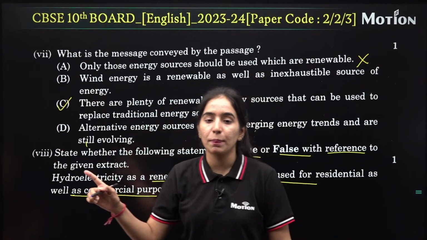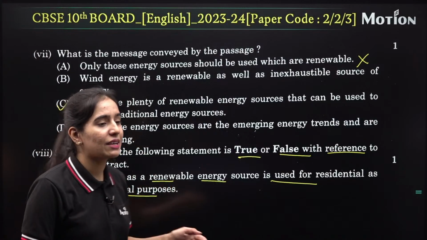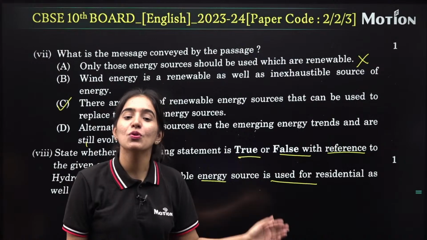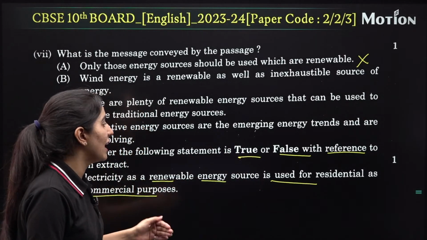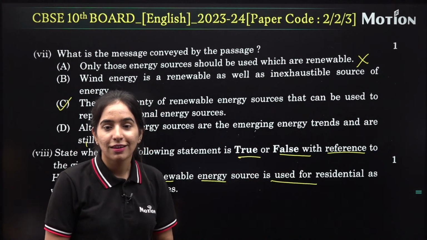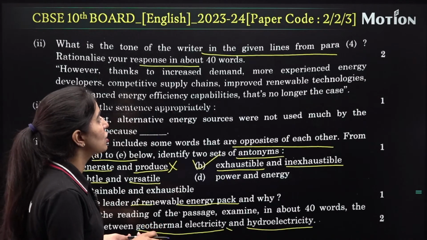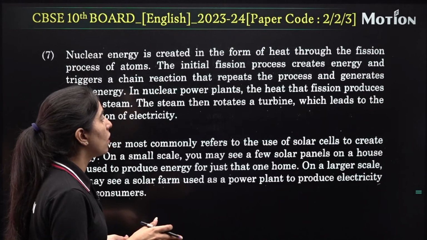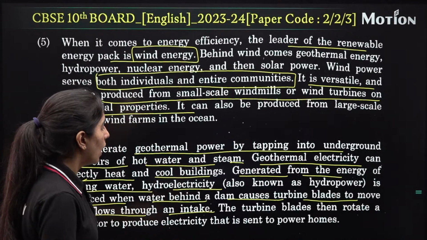I'll take you back to the passage, but before that just think about it. Do we use hydroelectricity in our house? Those who have written true, you have to think about it. Do you use hydroelectricity at your homes? Do we use it for residential purposes? No, we do not use it, right? And it's not clearly mentioned in the passage either. They haven't mentioned any such thing that we use it for residential purposes. They have just mentioned hydro, yes.